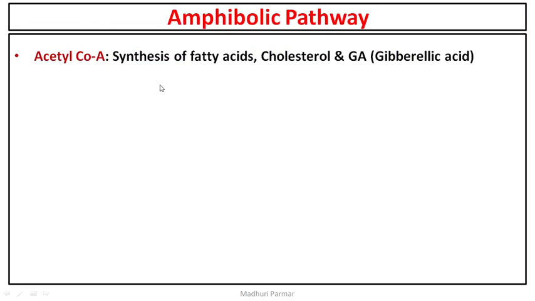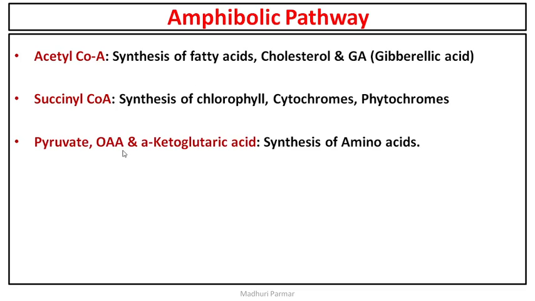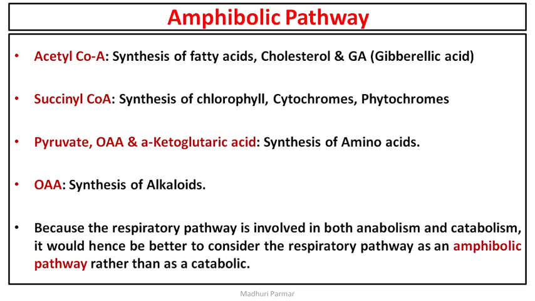Right, so this again we have already discussed. Acetyl-CoA will be used for synthesis of fatty acids and cholesterol. Gibberellic acid, which is a type of plant growth regulator. Clear? Then succinyl-CoA can be used for synthesis of chlorophyll, cytochromes, phytochromes. Pyruvate, oxaloacetate, alpha-ketoglutarate can be used for synthesis of amino acids. Oxaloacetate for synthesis of different alkaloids. Alkaloids we have seen in secondary metabolites. Okay, so this is the main point.